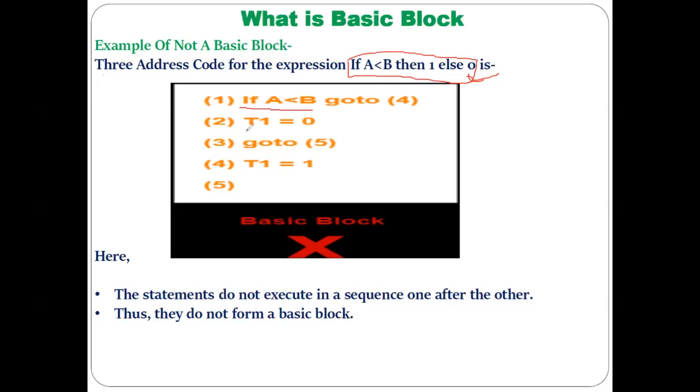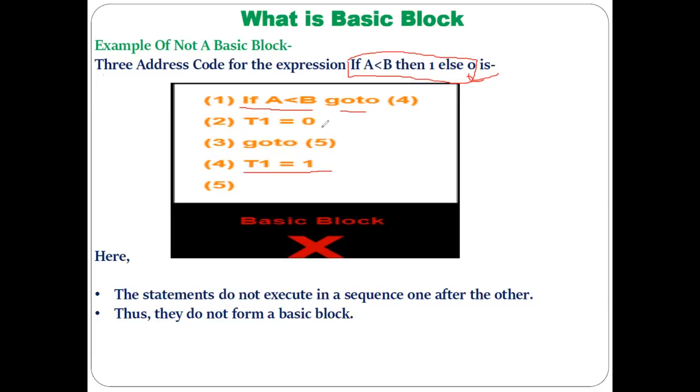Now if this condition becomes false, then what? And if this condition becomes true, then what? Then 1. So for that we have written the intermediate code instruction like this by utilizing the temporary variable t1. If A is less than B, then 1.